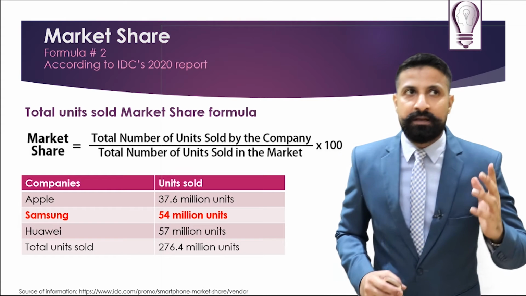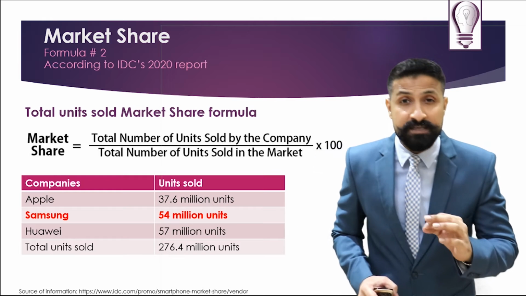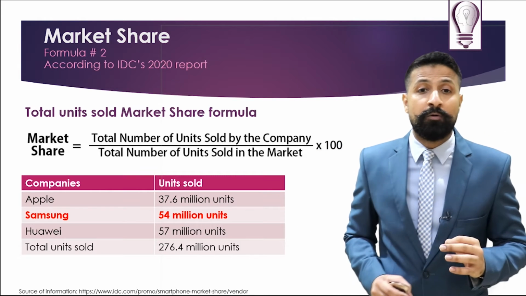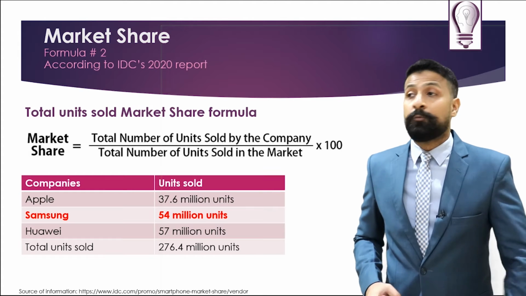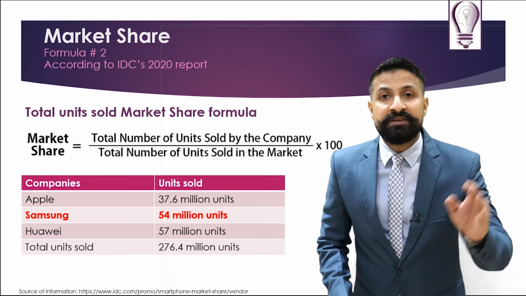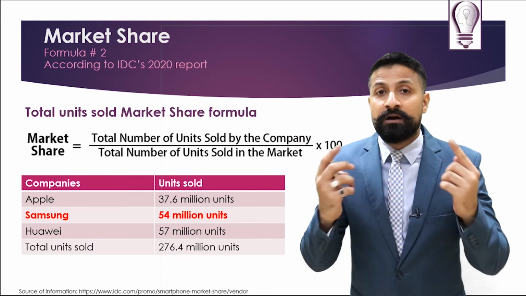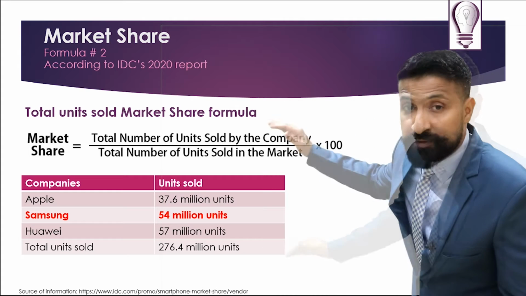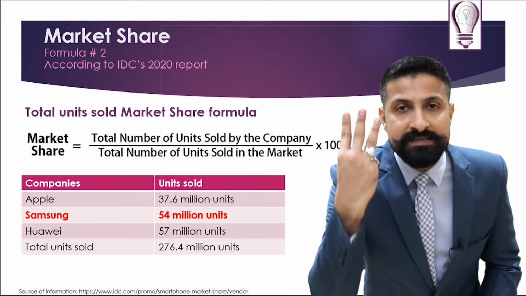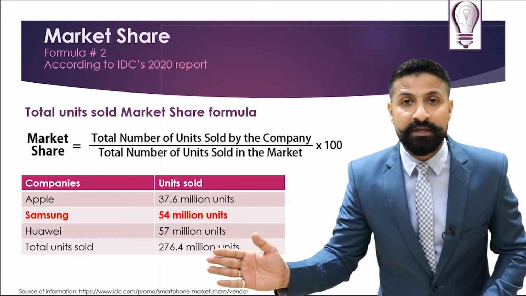Apple sold in 2020, second quarter, approximately 37.6 million units. Samsung sold 54 million units and Huawei sold 57 million units. When you add all three together, that means 276.4. This is the figure of units which have been sold. 276 million units have been sold in the market by these three companies. Just imagine there is no fourth company in the market.